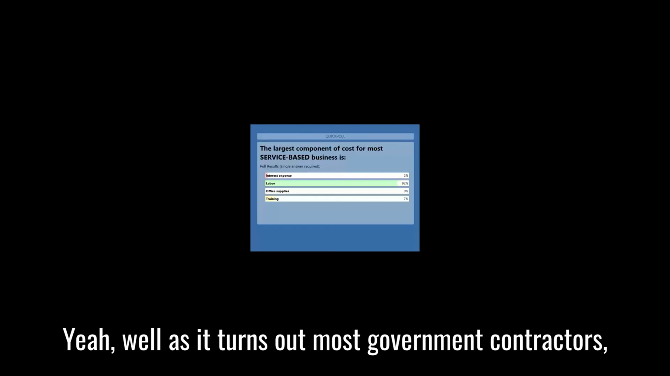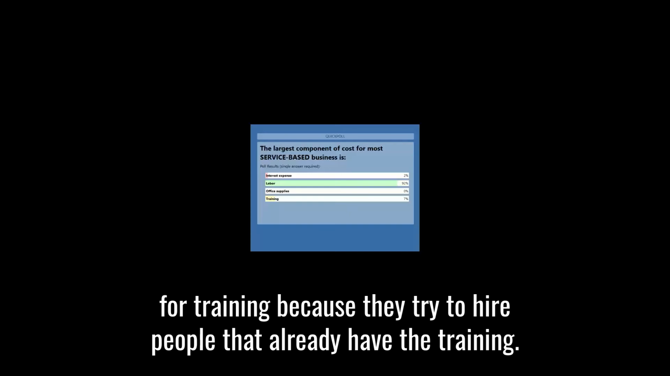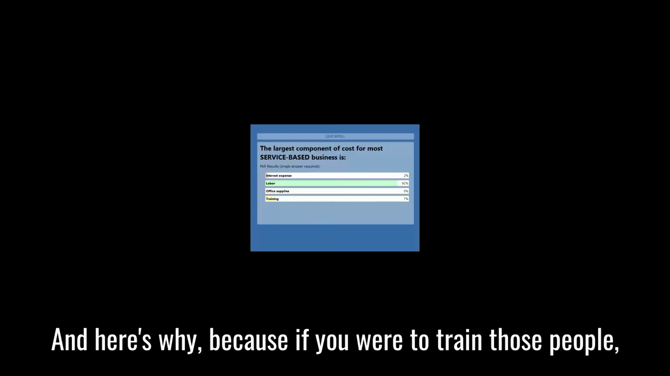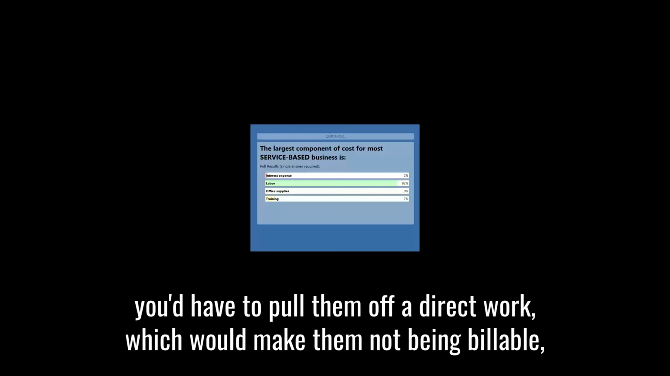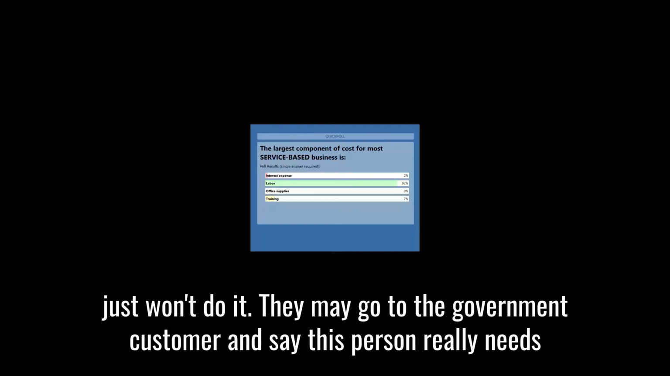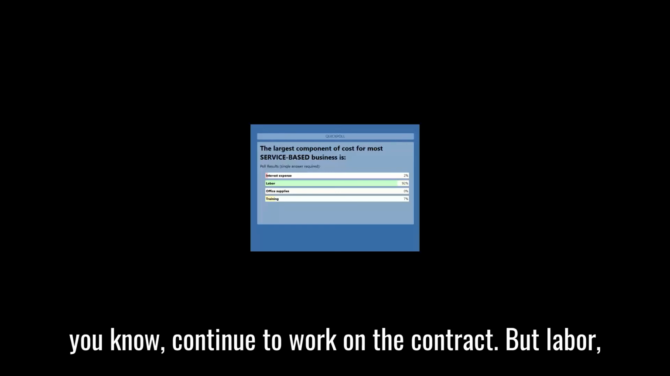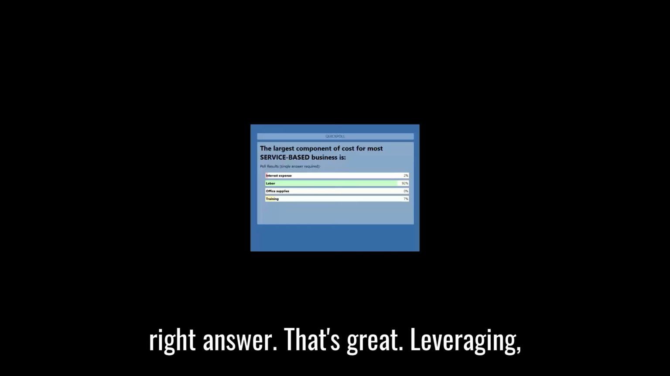Yeah, well, as it turns out, most government contractors don't actually invest a lot of money in their people for training, because they try to hire people that already have the training. And here's why. Because if you were to train those people, you'd have to pull them off of direct work, which would make them not billable, not generating revenue. And most government contractors just won't do it. They may go to the government customer and say, this person really needs this. Will you pay for it? Or can we pay the fee and let them continue to work on the contract? But labor, right answer, that's great.